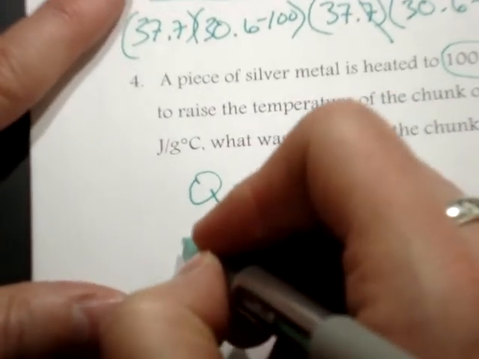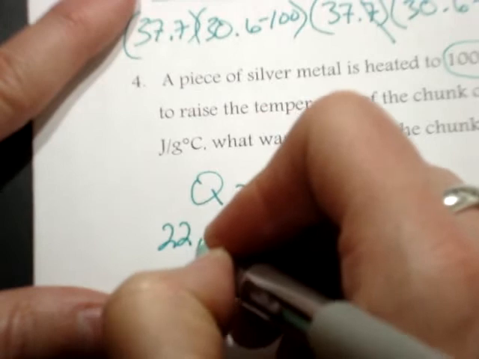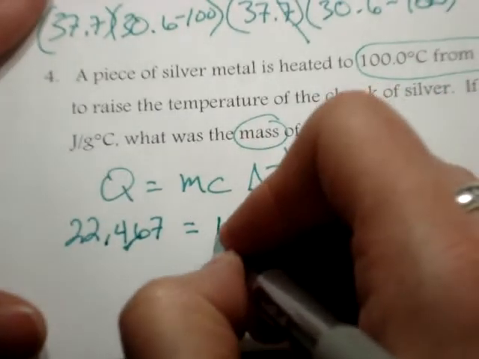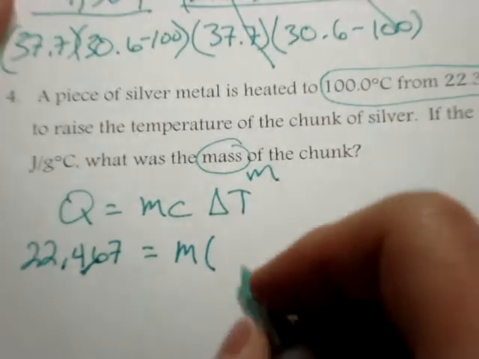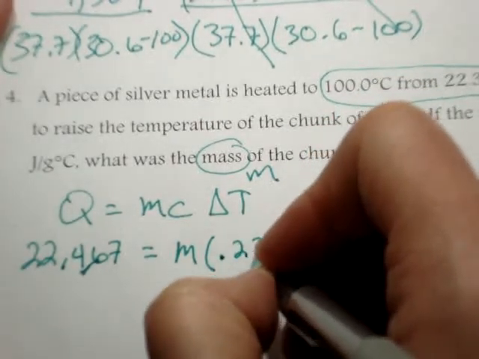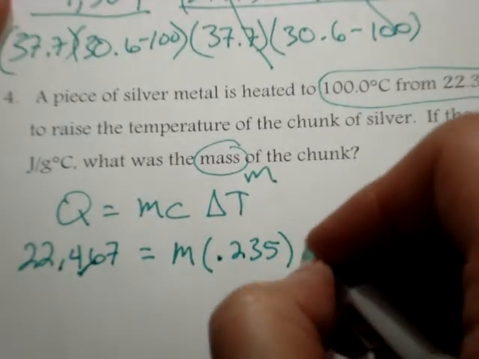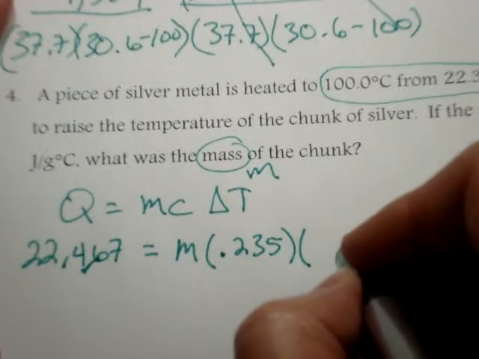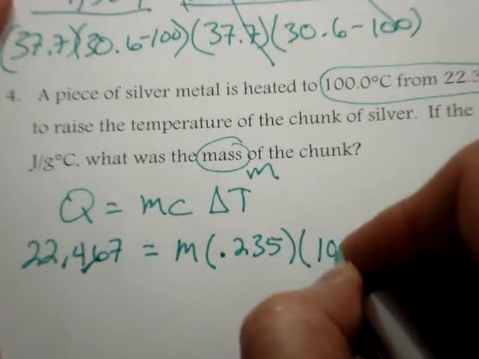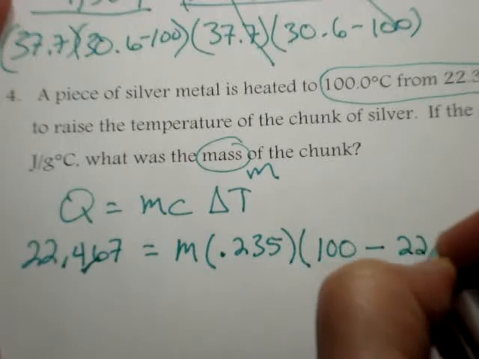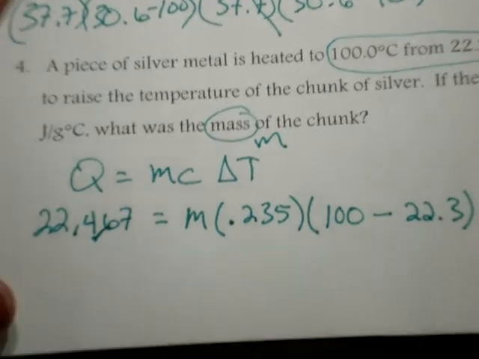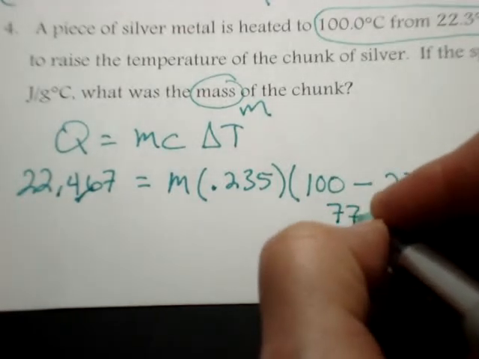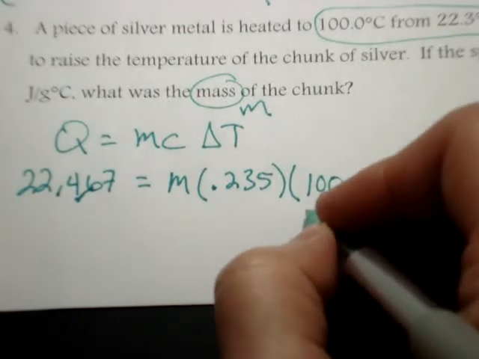Q is being absorbed, so it's 22,467 joules of heat. The mass we don't know. The specific heat they gave us of 0.235. And the change in temperature is the final temperature of 100, subtracting the starting 22.3. We're going to simplify. This is the 77.7 is our temperature.